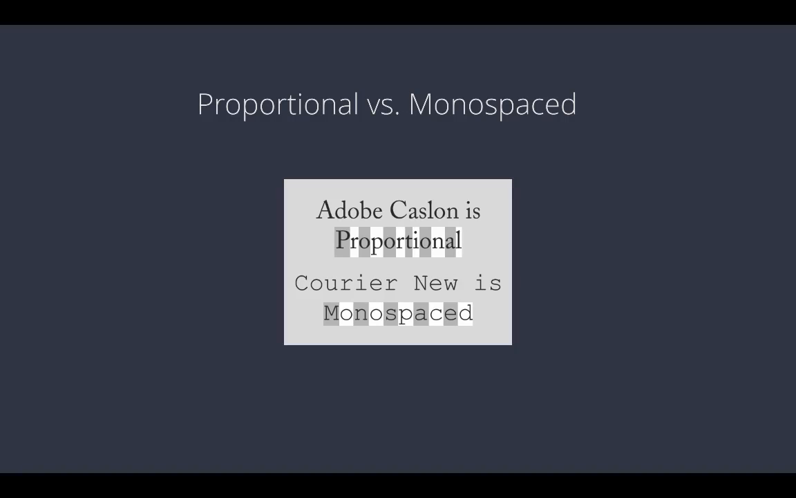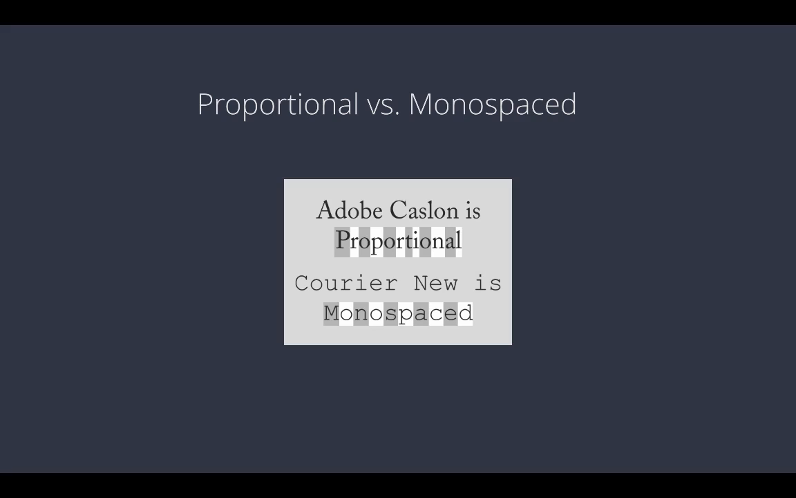Now we know our different typefaces. I want to talk a little bit about proportional versus monospaced. Now in proportional typefaces, the space a character takes up is dependent on the natural width of that character. So obviously an I is going to take up far less space than an M would. Times New Roman is an example of a proportional typeface.